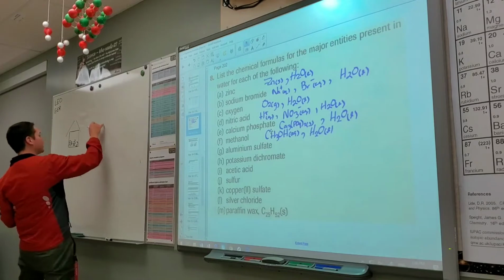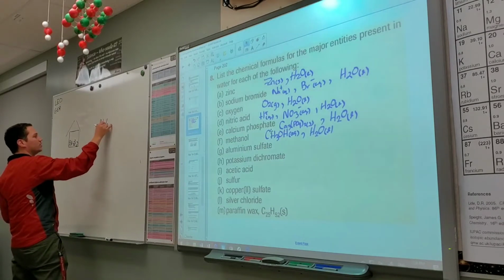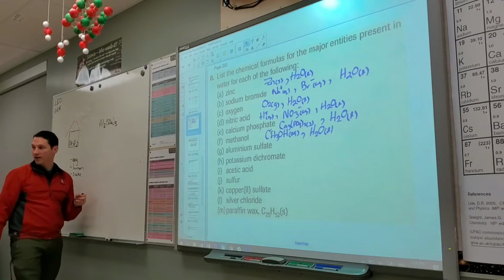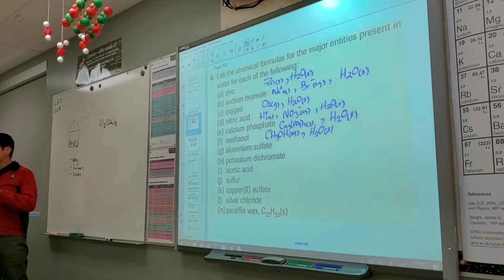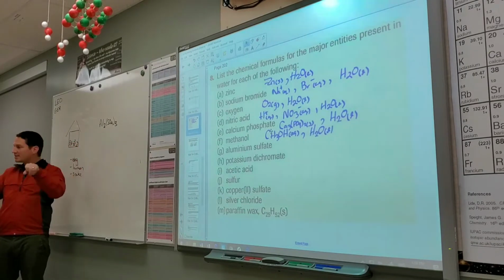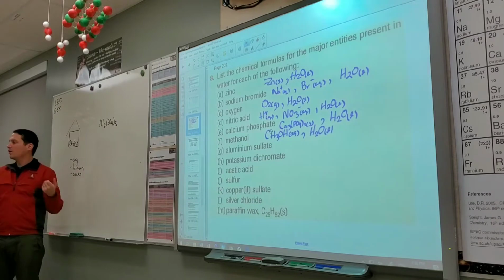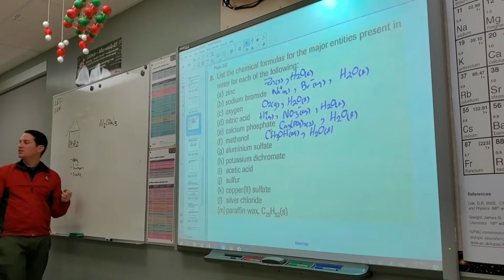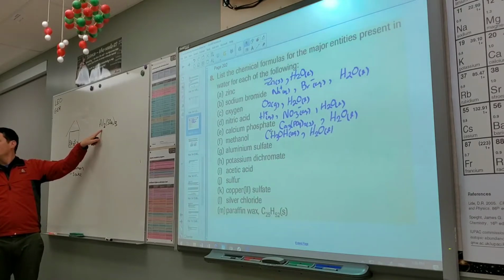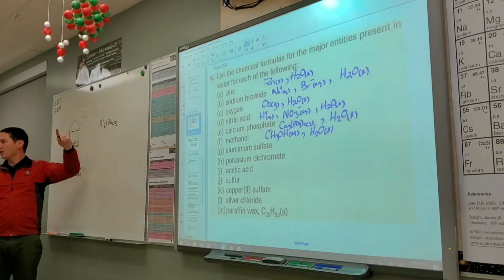When I put Al2(SO4)3 into water, is it high solubility? Yes, it is. So what does that mean? Are the aluminum and the sulfate stuck together anymore? No, they split up. So what do they turn into? They will split up. 2 aluminum ions will split off. 3 sulfate ions will split off, right?